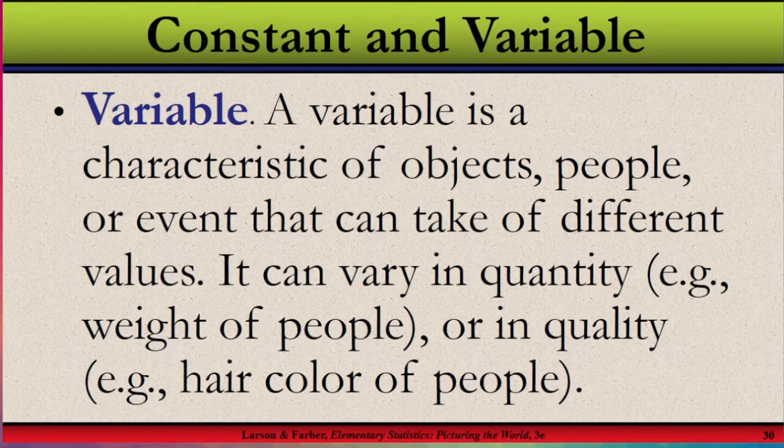So ito naman, characteristic ito ng isang object, people, or event na nagbavary. Kumbaga pag sinabi nagbavary, pwedeng mabago. Depende sa objects or people. So for example, weight of people. So hindi naman tayo magkakaparehas ng weight. So yung weight of people siya ay variable. O kaya hair color of people. So nagbabago naman yung kulay ng buhok natin. Di man lahat pare-parehas ng kulay ng buhok o kaya kulay ng mata. So yung ang tawag doon ay variable. So naintindihan ang constant and variable.